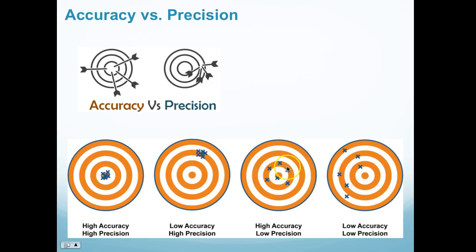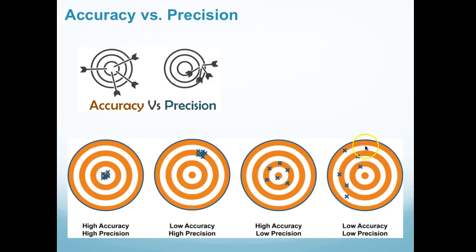In the next one, I'm getting pretty close to the center of the bullseye with all of my hits. So I do have pretty high accuracy, but notice that not all of my hits are very close together. They're a little bit more spaced out. So that means my precision or my reproducibility is not as good. So I have low precision.